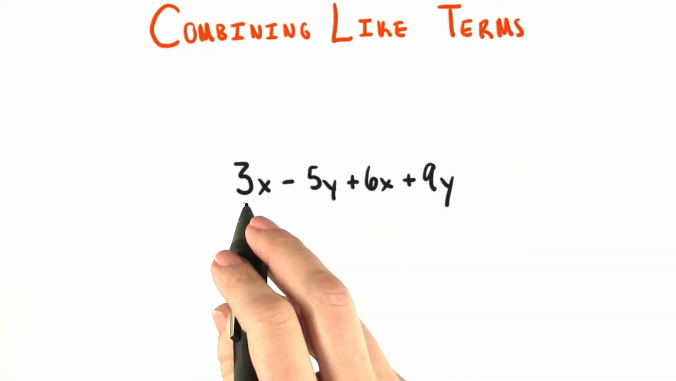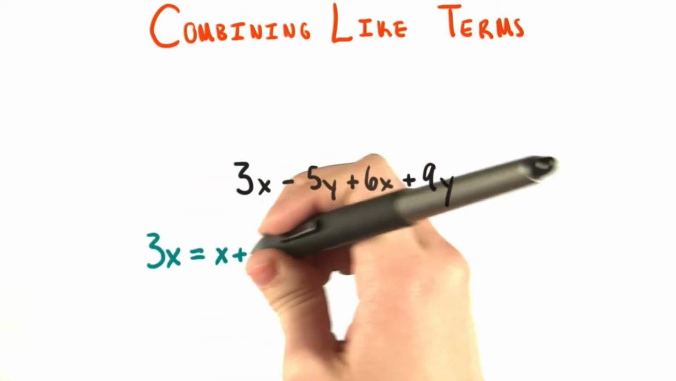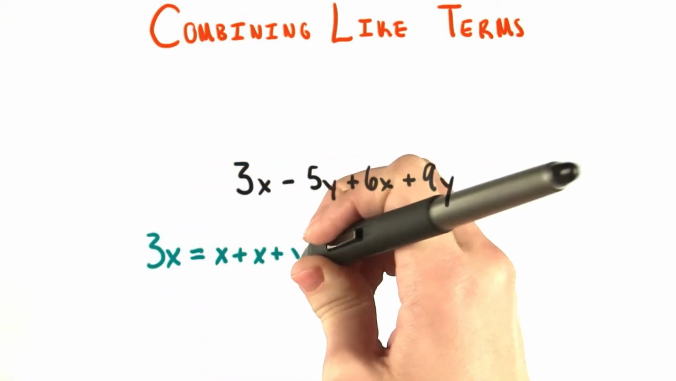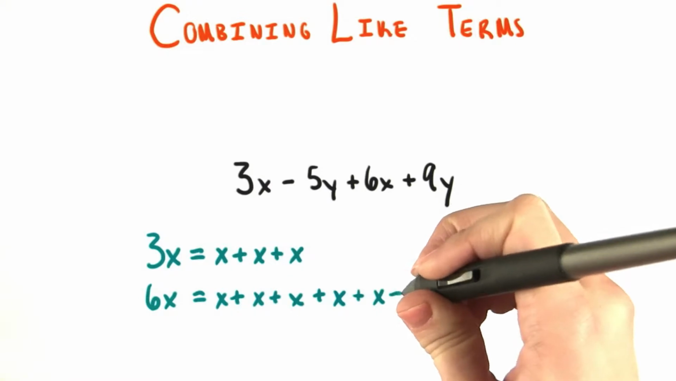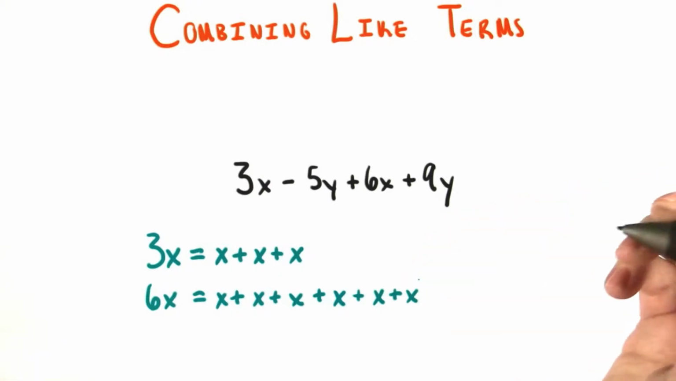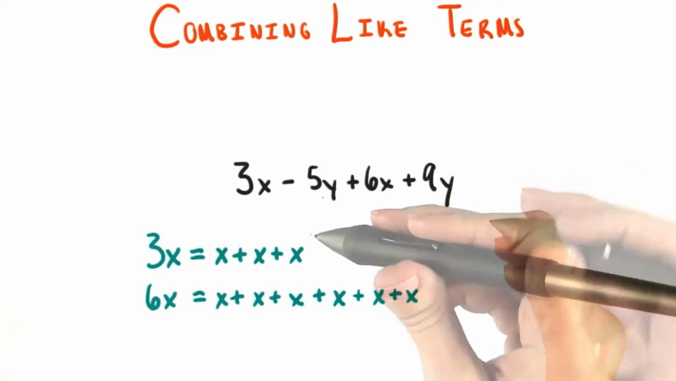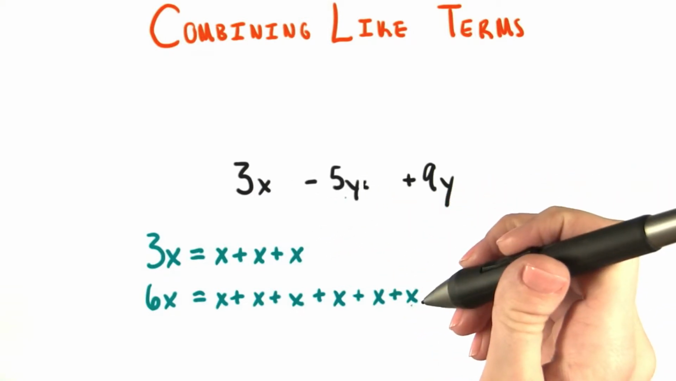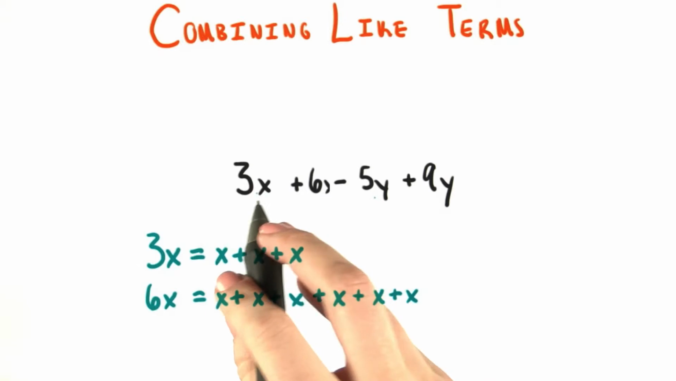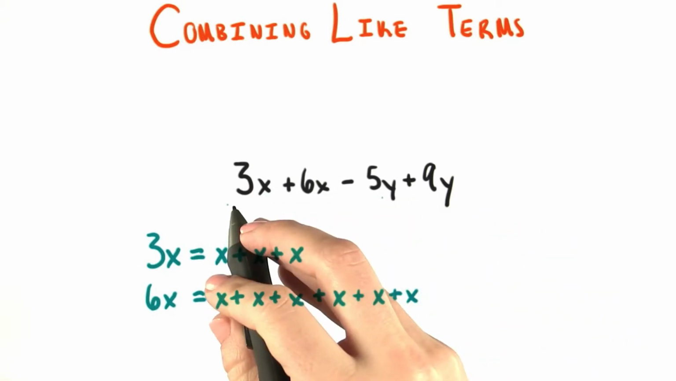So 3x, for example, is actually equal to x plus x plus x. And 6x is actually equal to 6 x's added together. Right now, writing this out might not seem particularly helpful, but I think the reason that I chose to write these terms this way will become clear if we just rearrange the order of the terms in this expression.